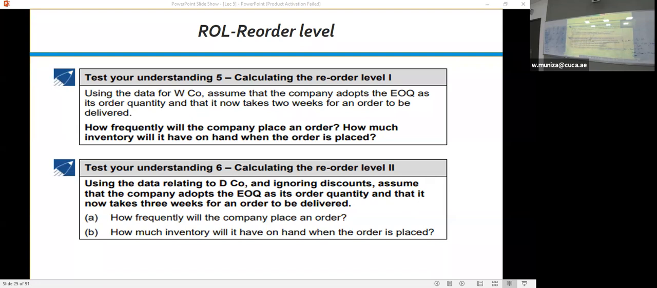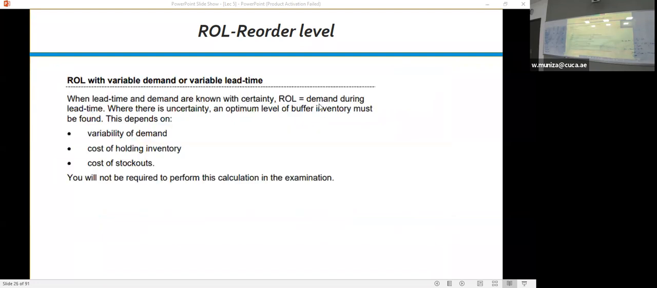This is how we are going to calculate. Okay, now students, reorder level with variable demand or variable lead time. Before that, we will take a break.